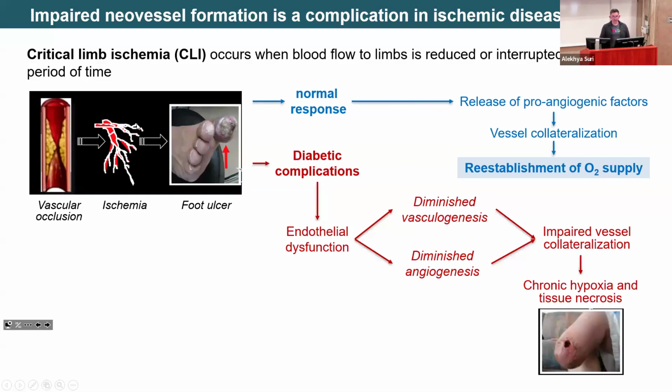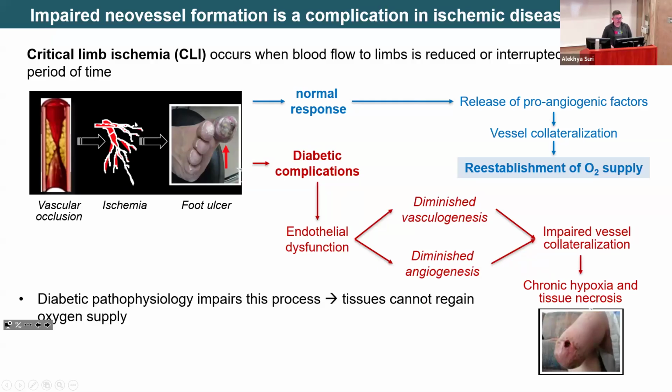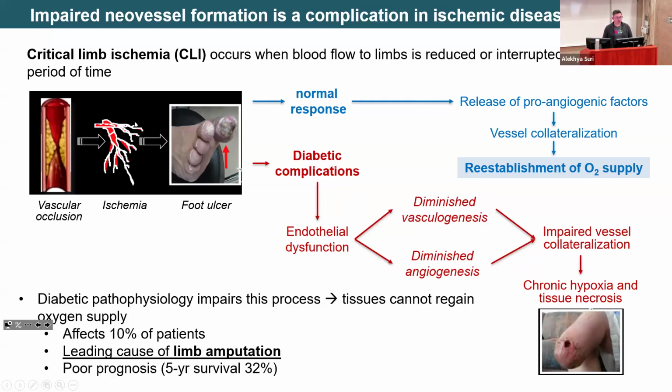And in that case, you get chronic hypoxia, the tissue becomes necrotic, and then you basically, in order to prevent gangrene and sepsis, you have to amputate the tissue. This is why many chronically diabetic patients end up with amputated organs, right? So about 10% of the diabetic patients end up with chronic critical limb ischemia, and a significant number of them end up with an amputated limb, which actually is not great for prognosis.